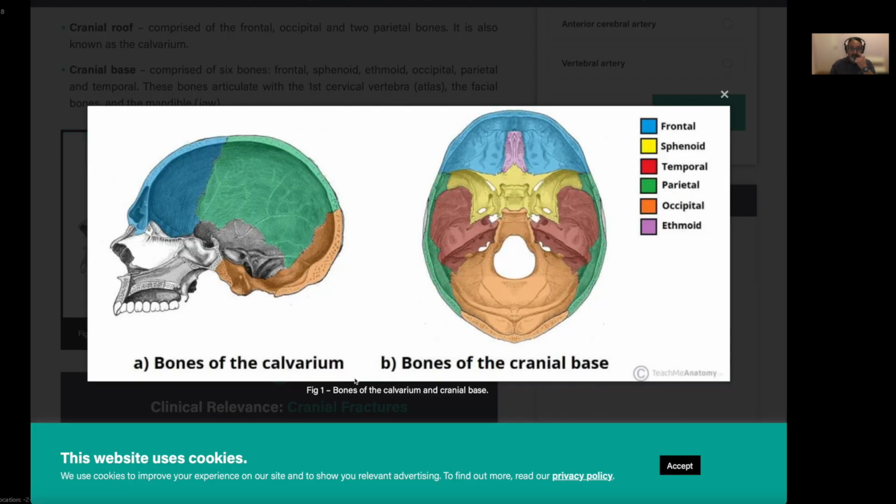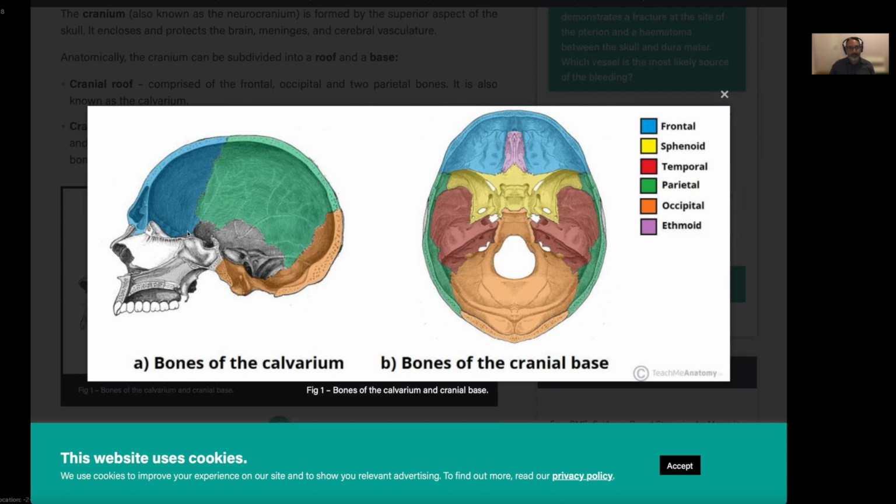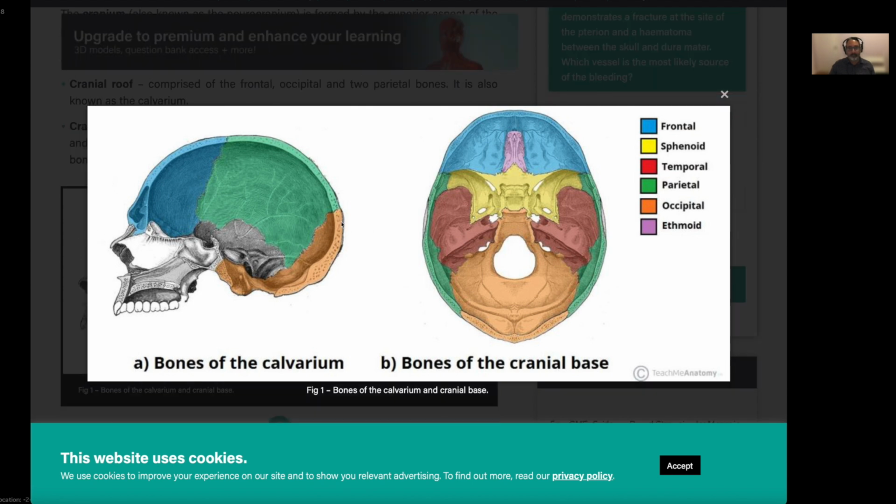So what we did was that if you look at this, this is like a cross section across here. So that's the frontal bone, and it goes all the way down to the upper aspect of the orbit. It's the frontal bone. That's the parietal bone laterally. And that's how it looks on the side. The occipital bone is actually quite a big bone, and the base of the skull is mostly the occipital bone. And that's what shows here.